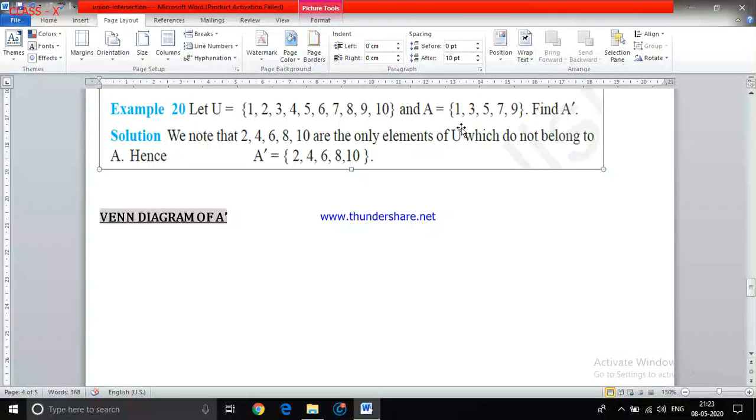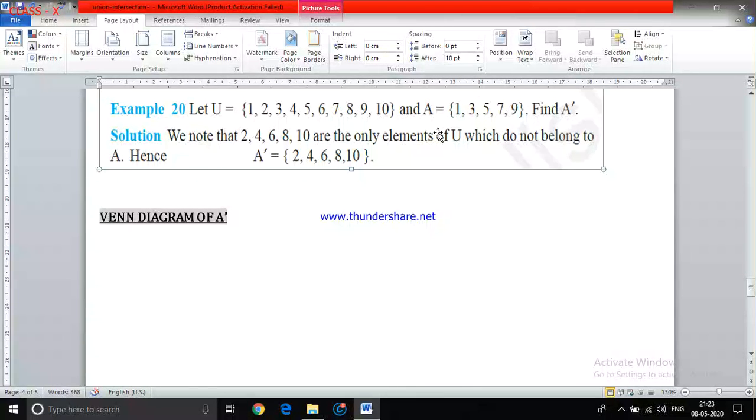So if A has the odd numbers, then A complement will have even numbers. For example, if A has even numbers, then A complement will have odd numbers. Or if I take set A as 1, 2, 3, then A complement will have 4, 5, 6, 7, 8, 9, 10. If A has 1 to 9, then A complement will have only the number 10.